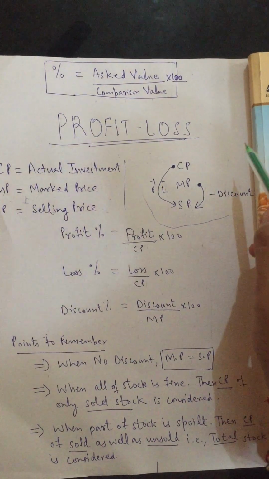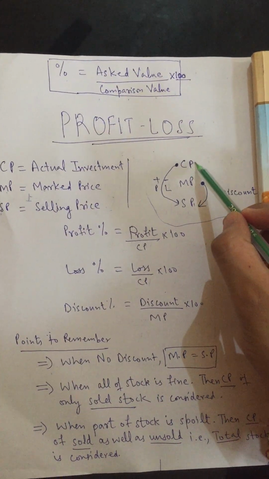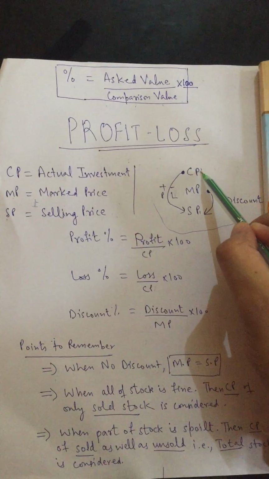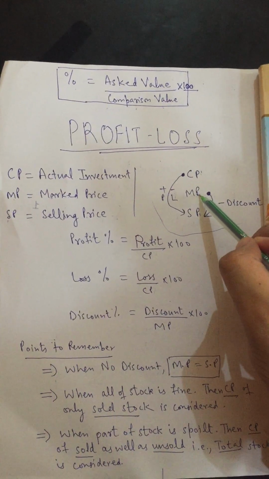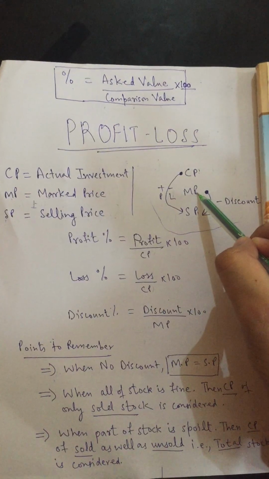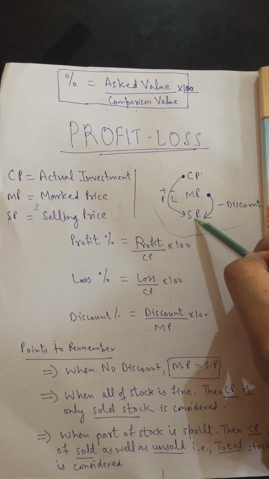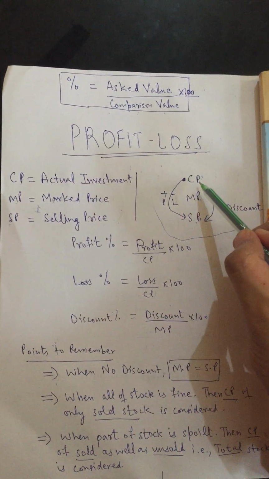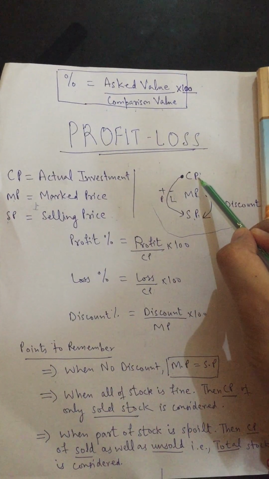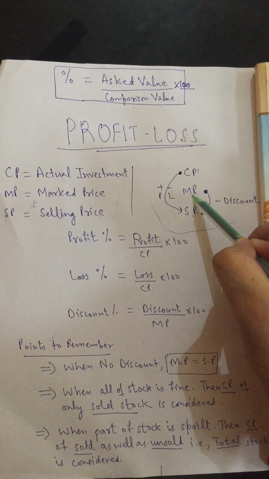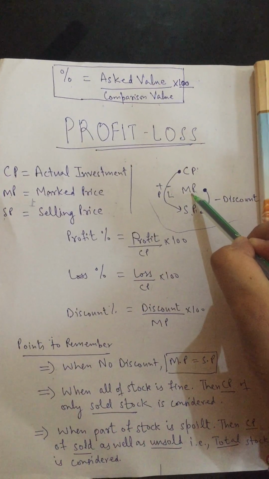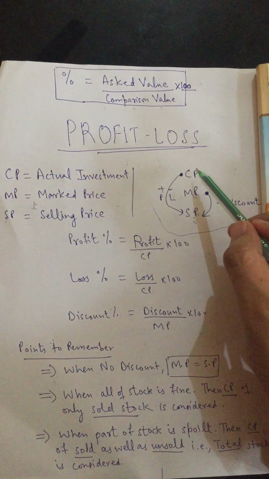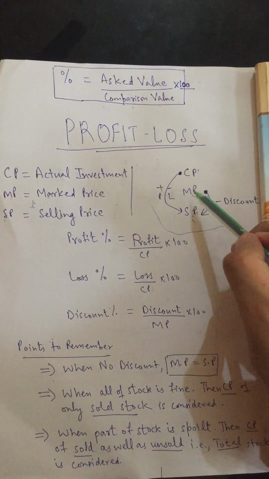So, in any business transaction, what happens foremost is cost price. Firstly, a businessman invests the money. Then he tags the price on the product. And finally, he sells the product. So, in any business transaction, the very first thing is the money is invested into a product, the product is marked, some price is marked on the product, finally, the product is sold. Right? So, these three are the sequential steps in any business transaction.